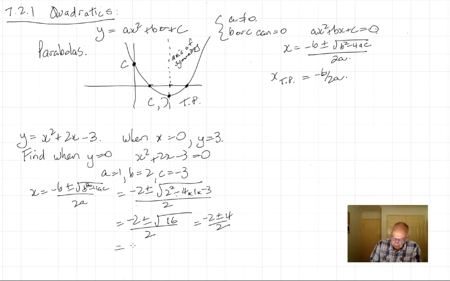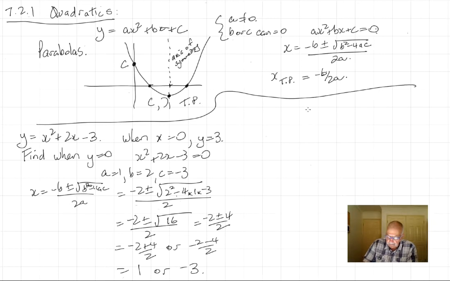So if we take the positive, we've got negative 2 plus 4 on 2, or negative 2 minus 4 on 2, and it will become negative 2 plus 4, which is positive 2 over 2, which is 1, or negative 2 minus 4 is negative 6 over 2, or negative 3. So they are the 2 points where our graph is going to cut the x-axis. So we can start putting this information on our graph.